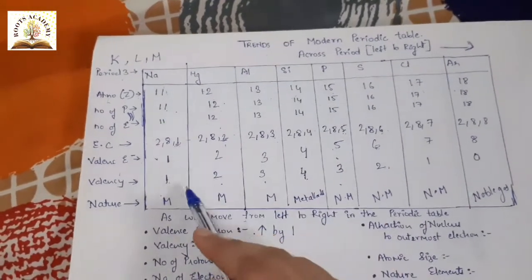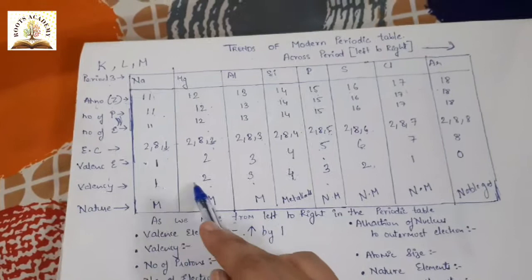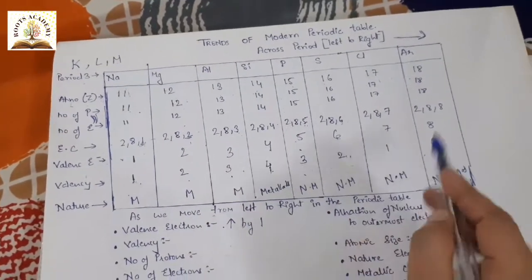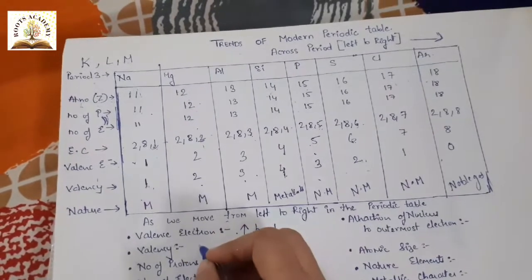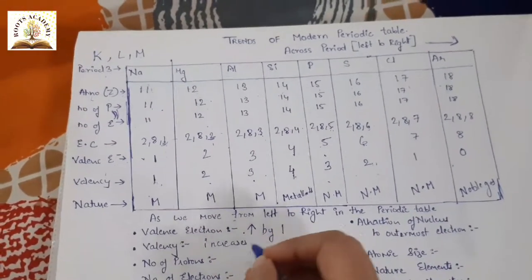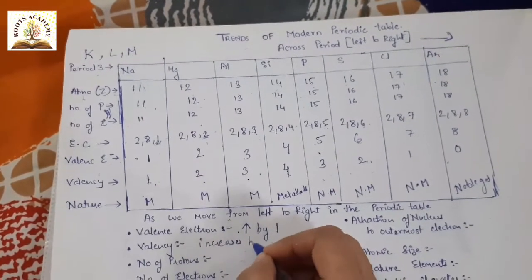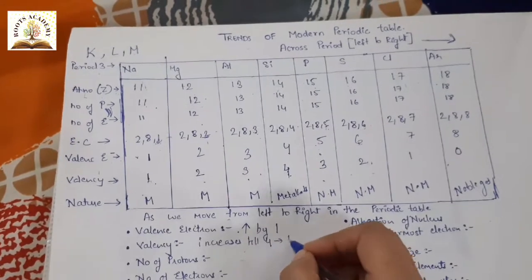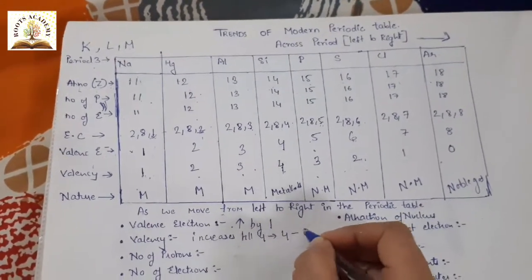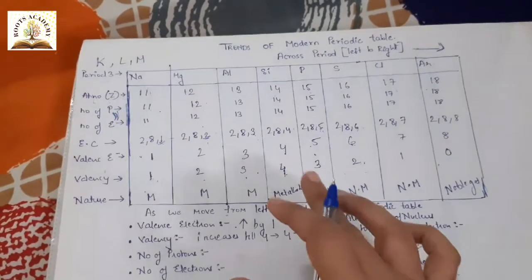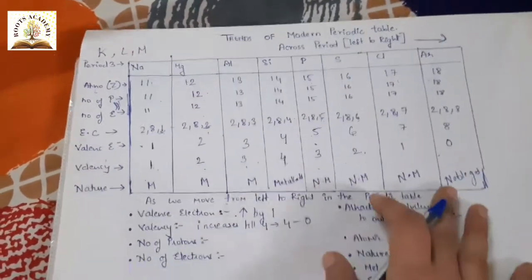Valency, now see the valency. Valency first increases when you move from left to right, till 4, and after 4 it decreases, from 4 to 0. So valency increases first to 4 and then it decreases from 4 to 0.